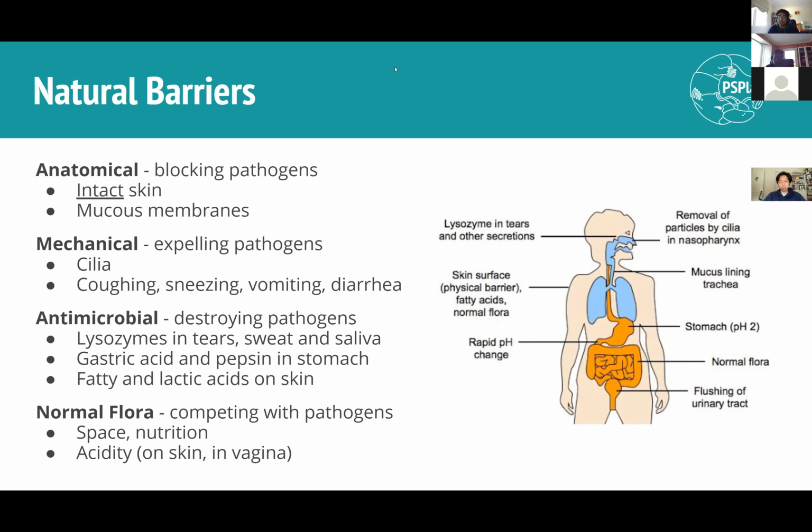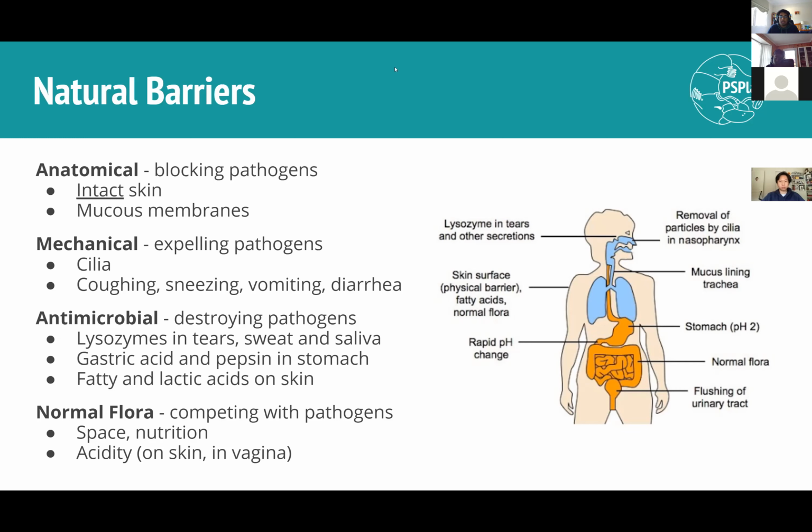In your stomach, you guys all know about stomach acid. So gastric acid and pepsin in your stomach are going to try and break down anything there, which is both good for you in terms of digestion and also serves as a pretty effective barrier to preventing certain pathogens from being able to survive in your stomach. Because your mouth is actually a pretty big portal of entry for pathogens, you want to make sure that we have some sort of barrier to prevent them from getting in. And then we have fatty and lactic acids on skin, which can also help destroy pathogens.